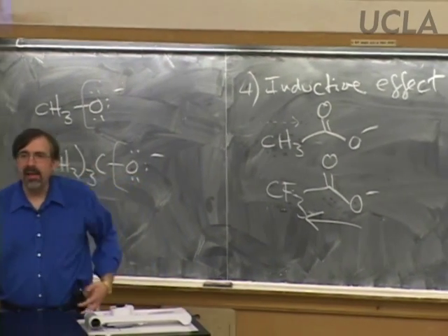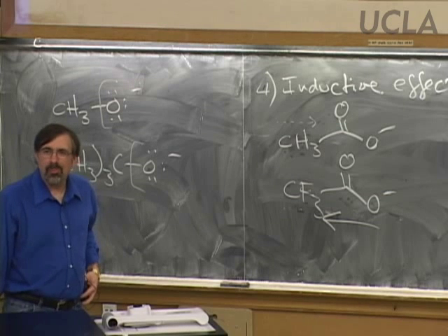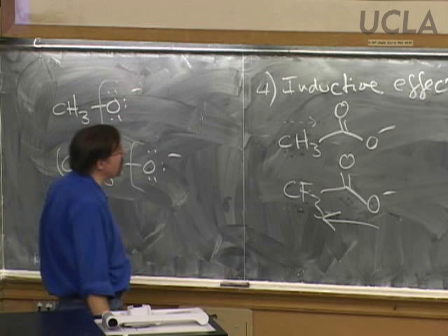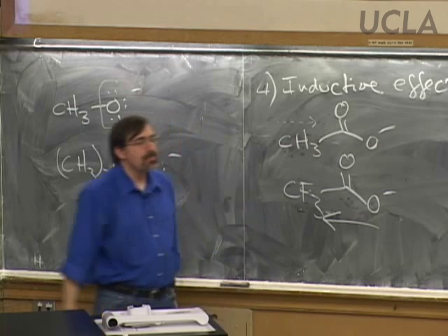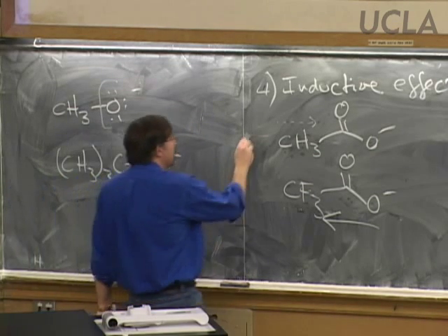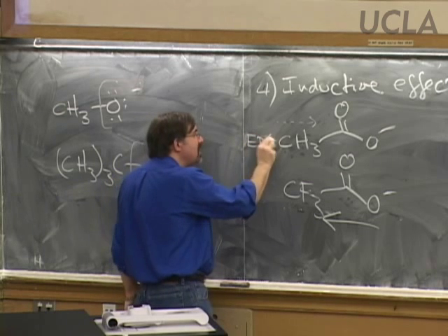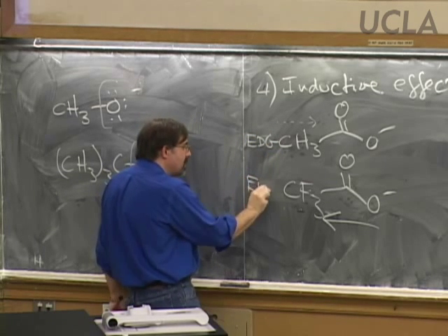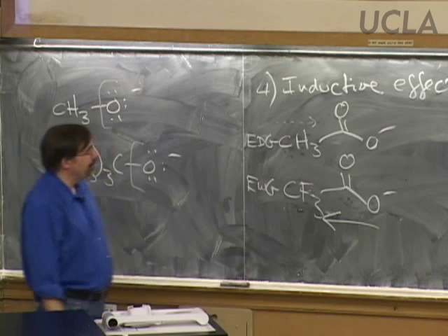We'll see more of that later, but they tend to be kind of weak. They do it, but they're not really powerful at it. CF3, on the other hand, is a pretty good electron withdrawing group. So sometimes we say EDG, electron donating group, and EWG, electron withdrawing group. So what does that do?